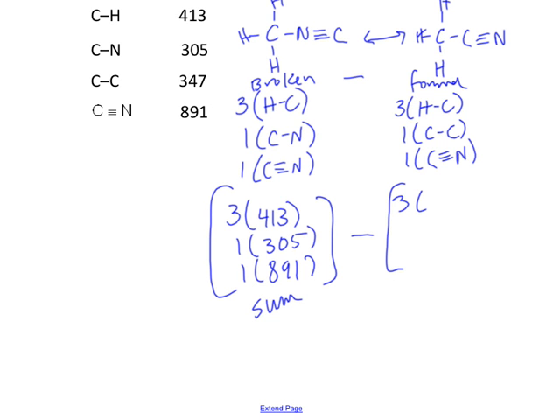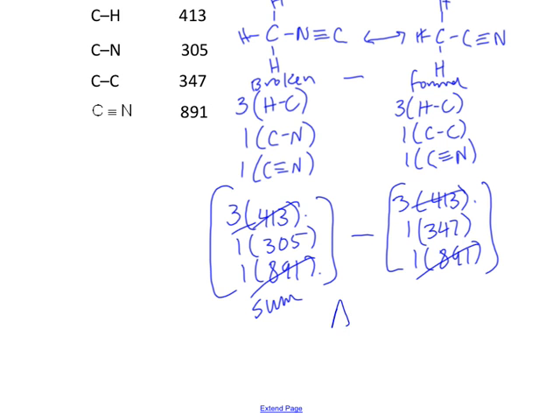3 times H to C is 413. 1 times C to C is 347. And then C to N is 891. Now, if you look, you see how you could have avoided some of these? We could have gotten rid of that. You can get rid of that if you want, and then just do this. But I wanted you to be able to see that before I started telling you not to write things down. So bonds broken minus bonds formed, because this minus this is 0, that minus that is 0. Does everyone get that? All right, so what is our delta H of the whole reaction then?